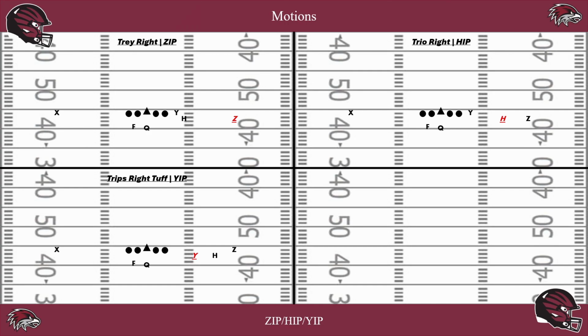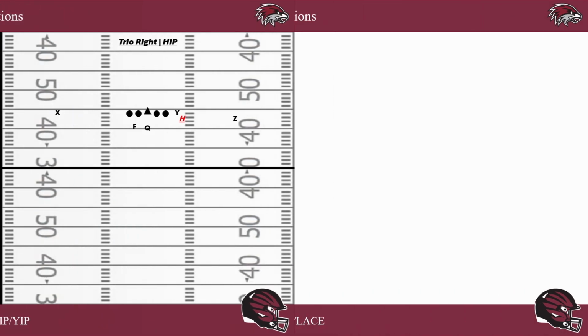In the top left, we see zip motion, then hip in the top right, and finally yip in the bottom left. In all of these, the designated player moves in toward the offensive line.